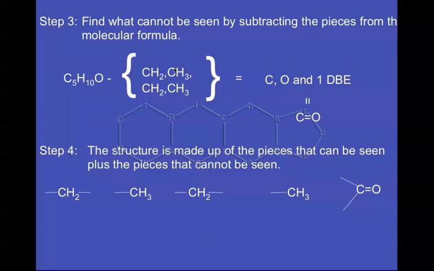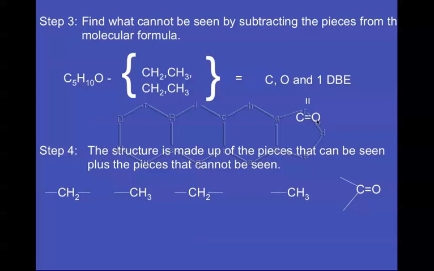And there's no double bonds anywhere in here, so the double bond must be somewhere else in the compound other than with these CH2s and CH3s. So what we've got left is a C, an O, and one double bond equivalent, which probably means we've got a C double bond O.